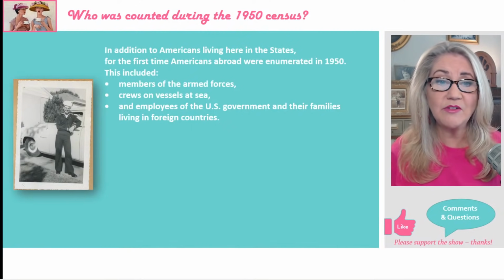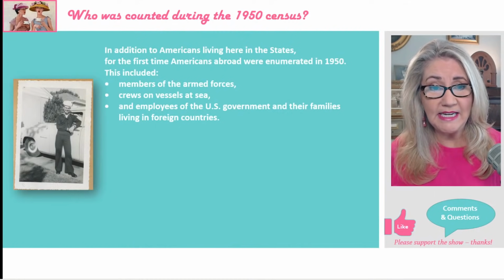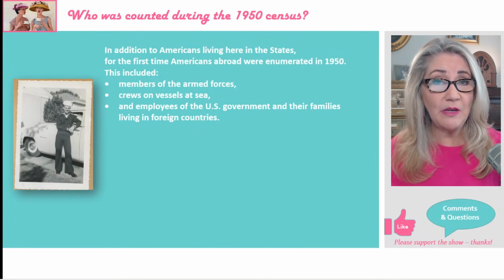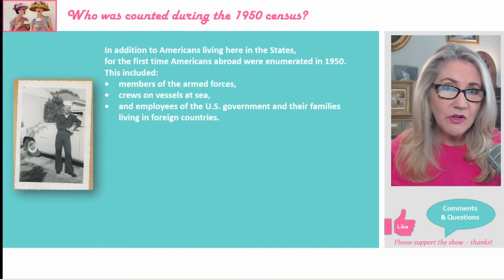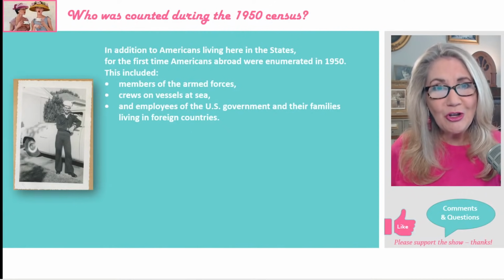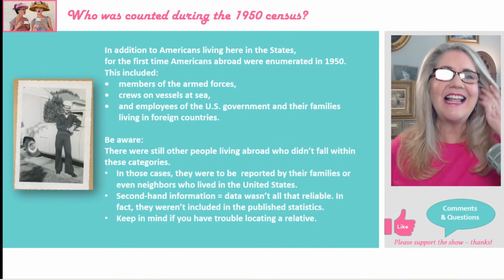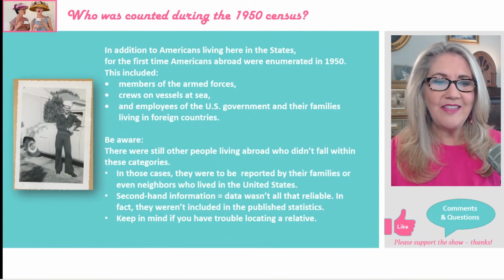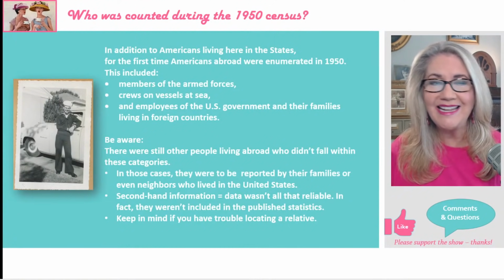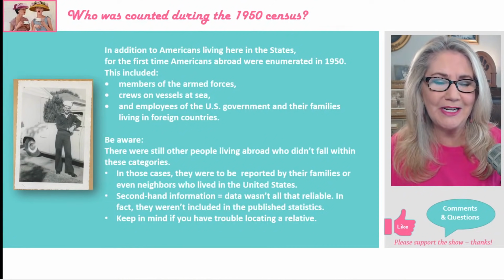They also counted members of the armed forces, crews on vessels at sea, and employees of the U.S. government, and their families if they were living abroad. So if any of your ancestors happen to fall in any of these categories, you've got a lot more to look forward to in the 1950 census. But you still have to be aware that there were other people living abroad that were not included. They didn't fall neatly into those categories.